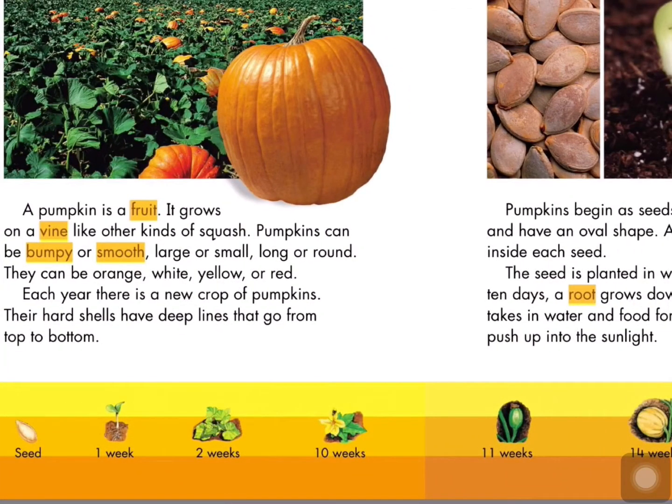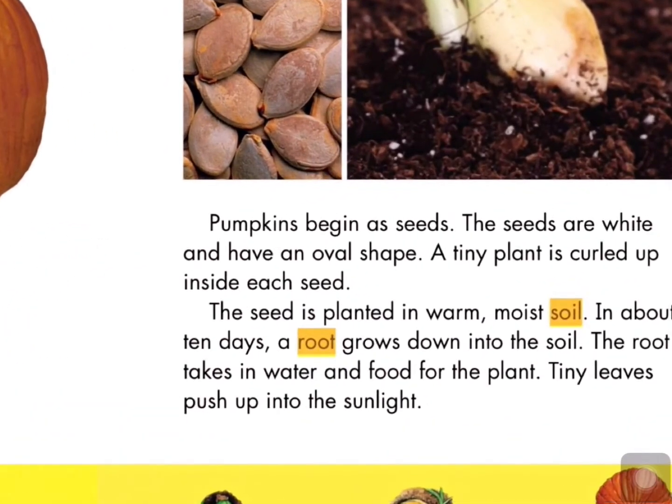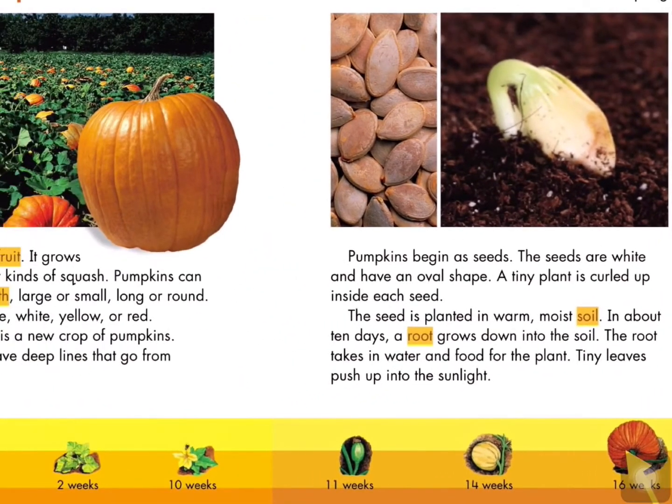It has different types, different colors, and different texture. If you touch it, it has different texture. Also, we said that there are deep lines that go from the top to the bottom. Okay. Here we said that the life cycle of a pumpkin starts with the seeds.